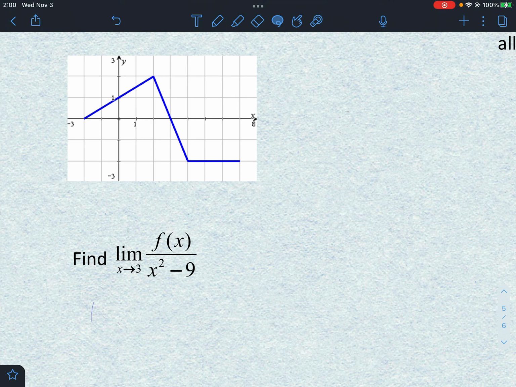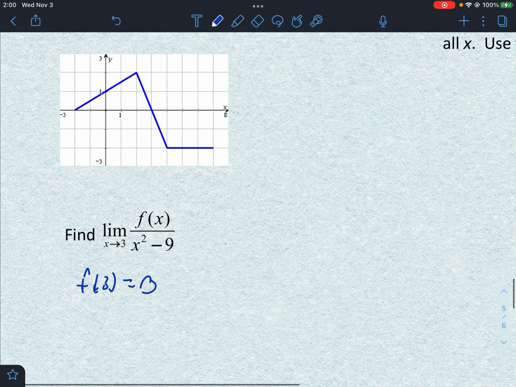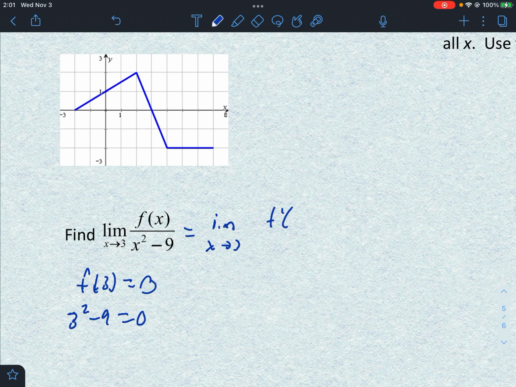The limit as x approaches 3, so f of 3 would be 0. And then 3 squared minus 9 would be 0. So this is 0 over 0. So that means L'Hopital's Rule applies. We can take the limit as x approaches 3 of f prime of x over 2x.